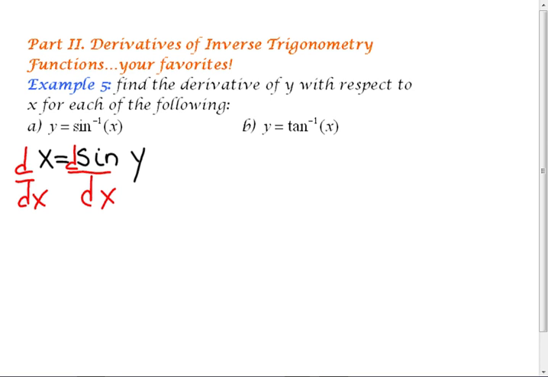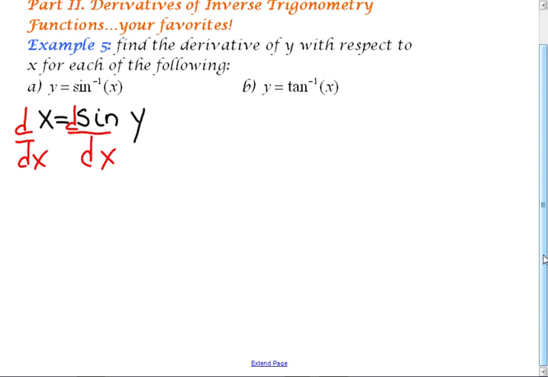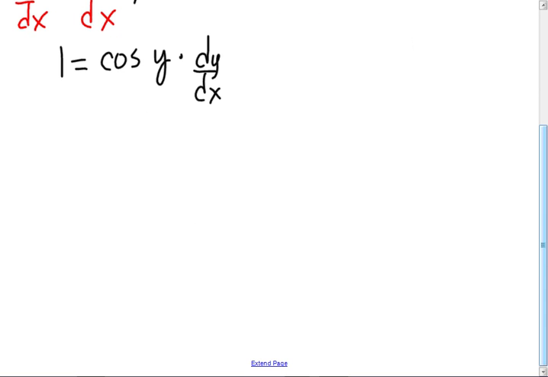Okay, what's the derivative of the left side? 1 equals the cosine of y. Remember, the derivative of the cofunctions are all negative. Times dy dx. So what's dy dx? Now, this is not an okay answer.